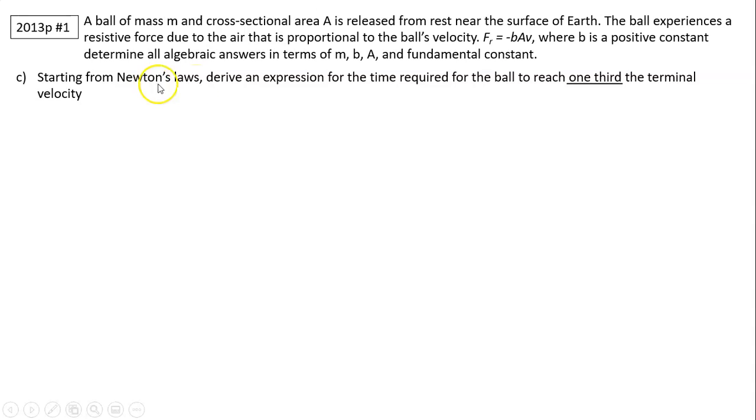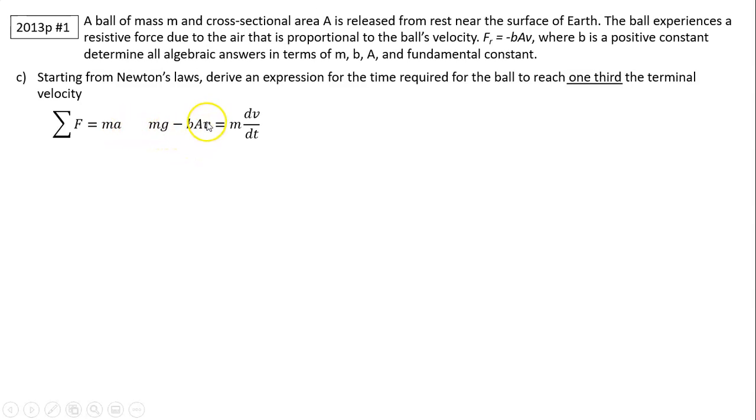Part C, starting from Newton's laws, derive an expression for the time required for the ball to reach a third of its terminal velocity. So we start from Newton's laws, F equals ma. From the free body diagram, we know there are two forces, mg and a resistive force, which is BAv, and that equals m dv over dt. To find the value of v, we have to do the integral.